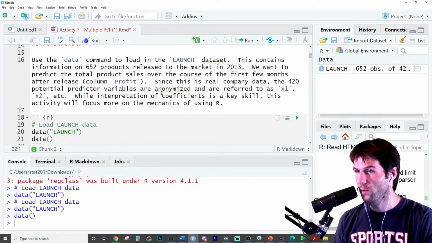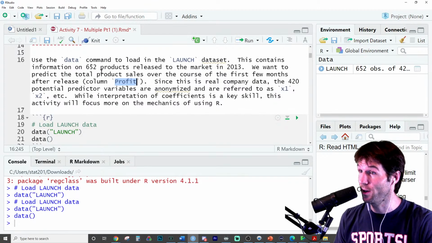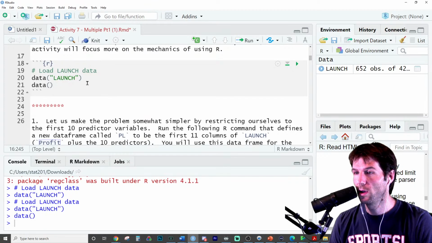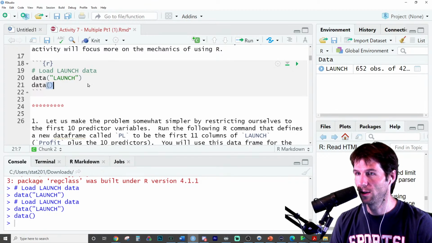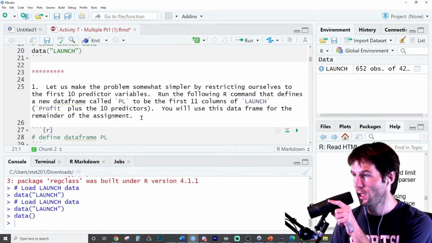So with this, we're going to look at the profit, and we have different characteristics, X1 through a crazy amount of X variables. These are all just different X variables for the profit from 652 products released in the market. Wow, pretty crazy. So let's go ahead and take our data, and what we're going to do first is only get the first 10 predictors.